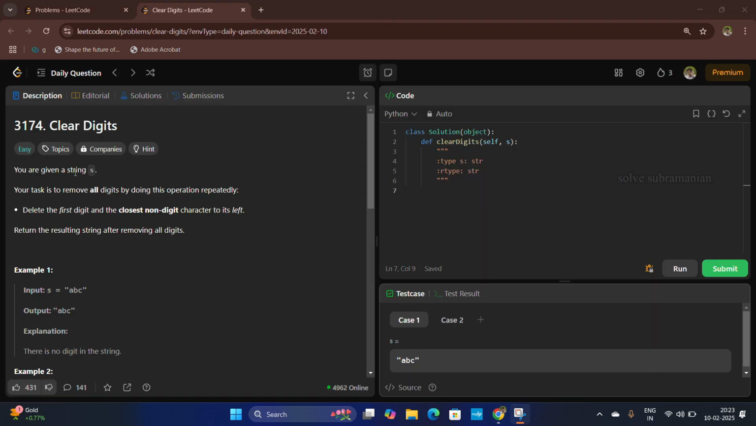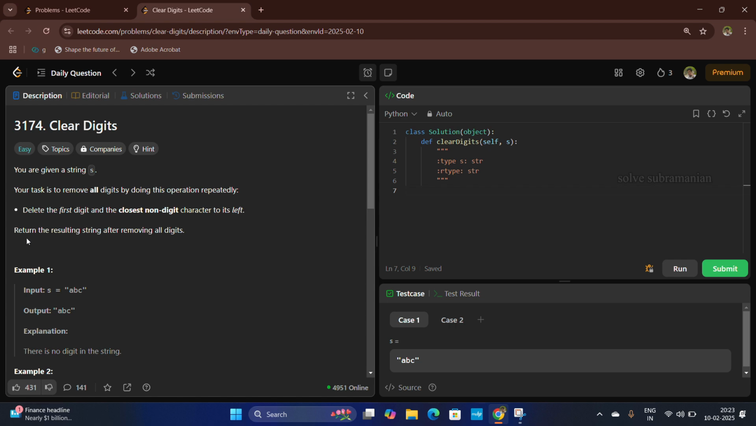You solve the problem, clear digits, and they are given the question in short. You are given a string s. Next, we remove all digits by doing the operation repeatedly. Step 3 is to delete the first digit and the closest non-digit character to its left. You remove the closest non-digit values, and finally you return the resulting string after removing all digits.